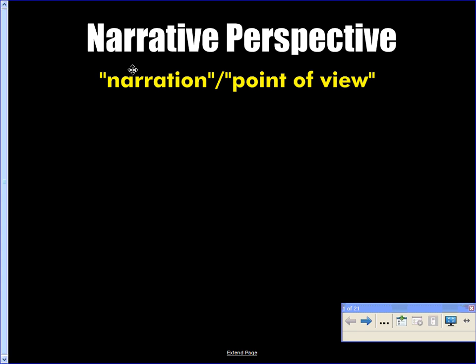All right, we're talking about narrative perspective, narration, point of view, and let's look at these terms because you have three. I've listed this one as dominant primarily because it's the most specific and the most accurate, but it's also kind of the most challenging. Let's take it apart.